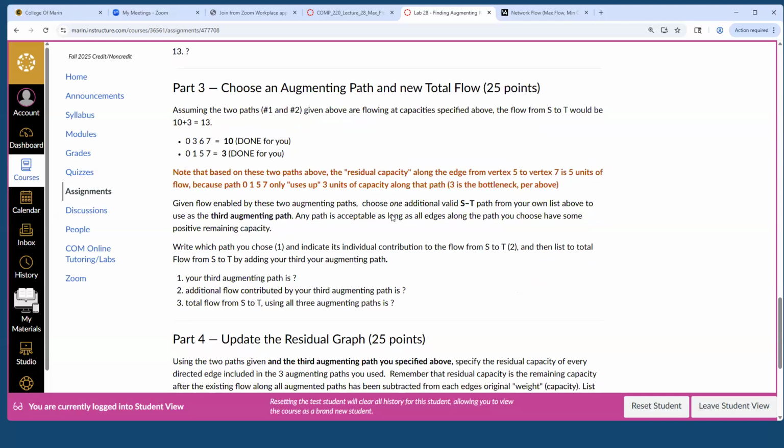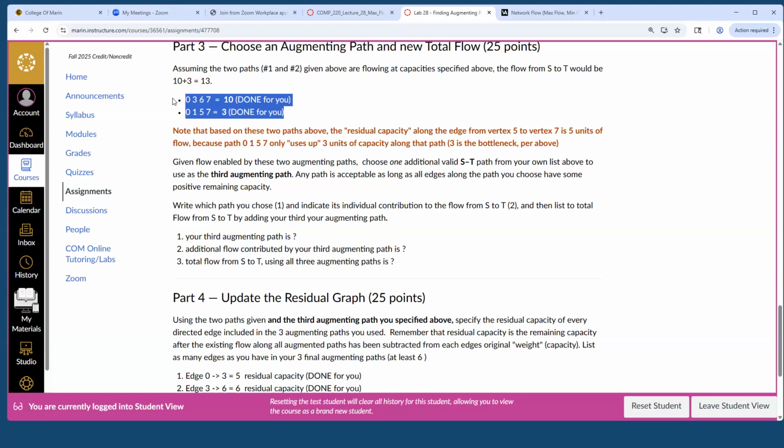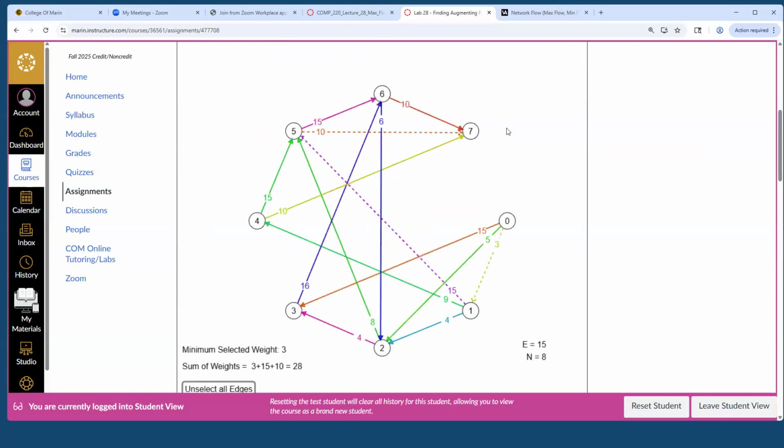And then the final 2 questions: given these 2 already, 0, 3, 6, 7 and 0, 1, 5, 7 as augmenting paths, find a third augmenting path. Identify what that third augmenting path is. Identify what the flow is that's allowed along that path. It's not going to be just the total flow along that path. It's going to depend on these already being at their maximum capacity. So you're going to have to look at our algorithm that we talked through today and figure out how much additional flow you can put on there. And then tell me the total flow coming out of 7. That's our target vertex there.